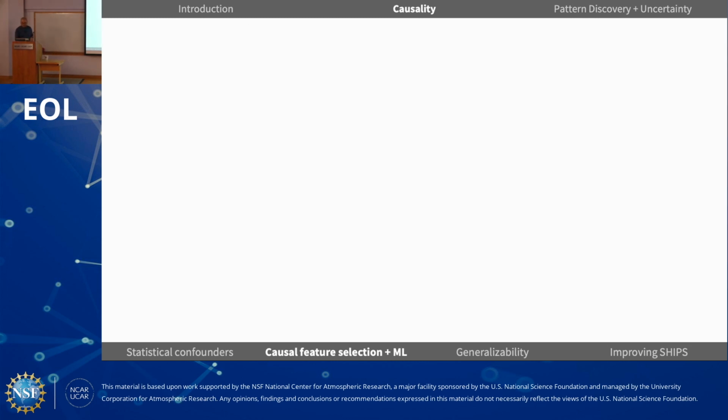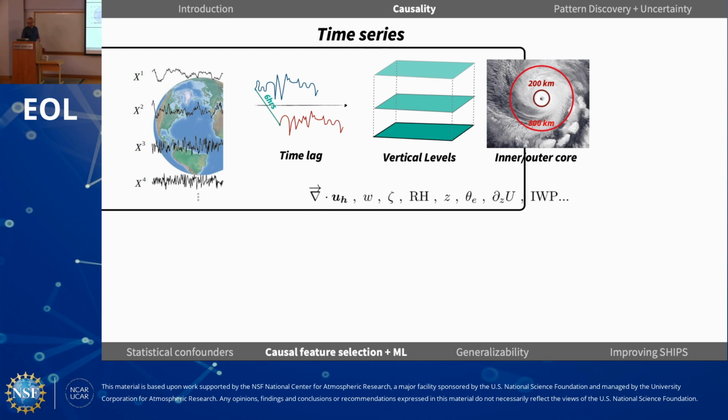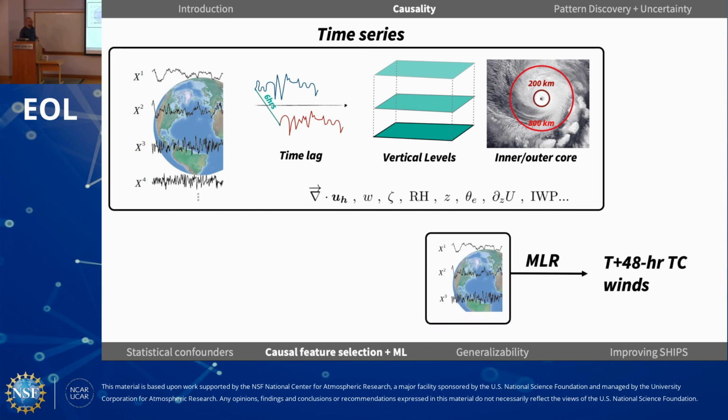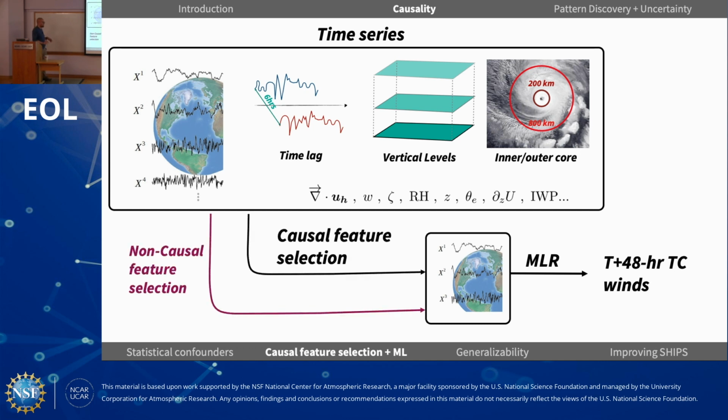So the idea is that using this large data set, we are going to train a regression model that can provide forecasts of TC winds in the next two days. Before we train this model, we perform causal feature selection, and we have another model where we didn't perform this, where we use other feature selection methods like correlation analysis. We're trying to see the difference in performance between the two types of model.